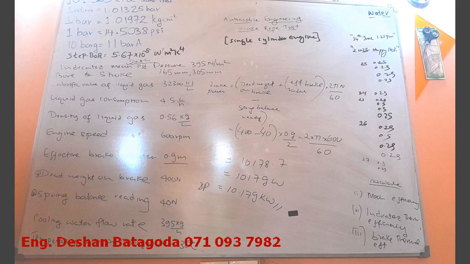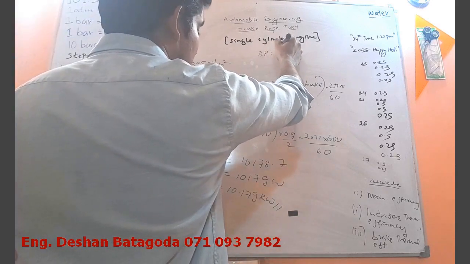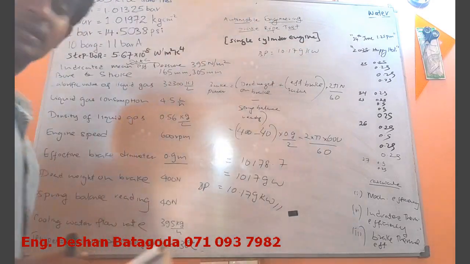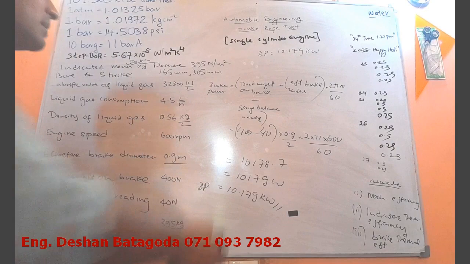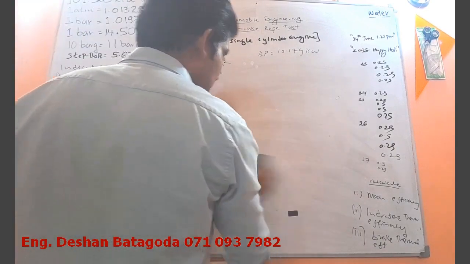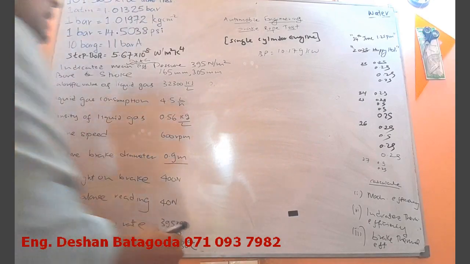Okay, so now I will write that answer here. Brake power equals 10.179 kilowatts. Now next thing, I will erase this one. Now I will erase. Next thing, now we need to find the indicated power, IP.